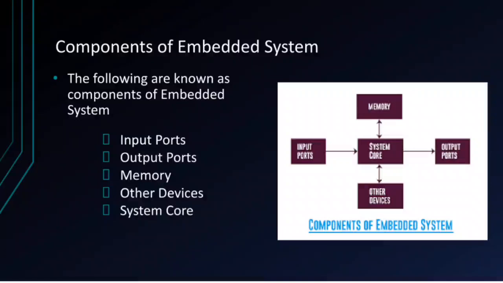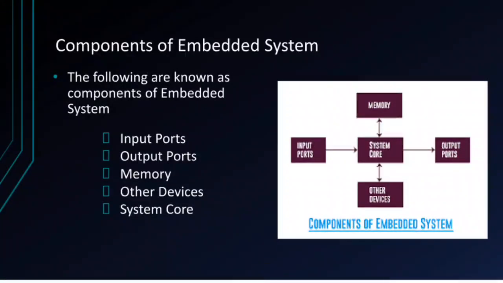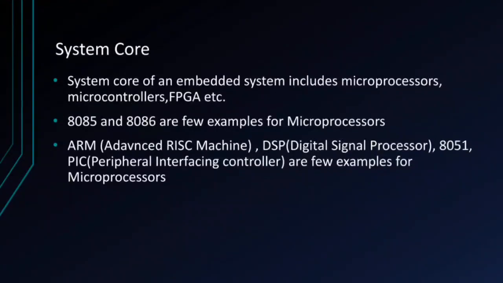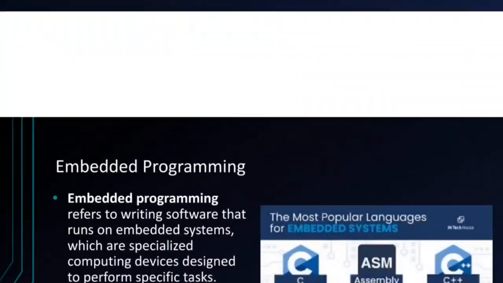The memory is built into the microprocessor, which stores the data or processor data from the sensors and actuators. System core of an embedded system includes the microprocessor and microcontrollers, FPGA, etc. 8085 and 8086 are a few examples of microprocessors. ARM, DSP (digital signal processor), 8051, and PIC (peripheral interfacing controller) are a few examples of microcontrollers.